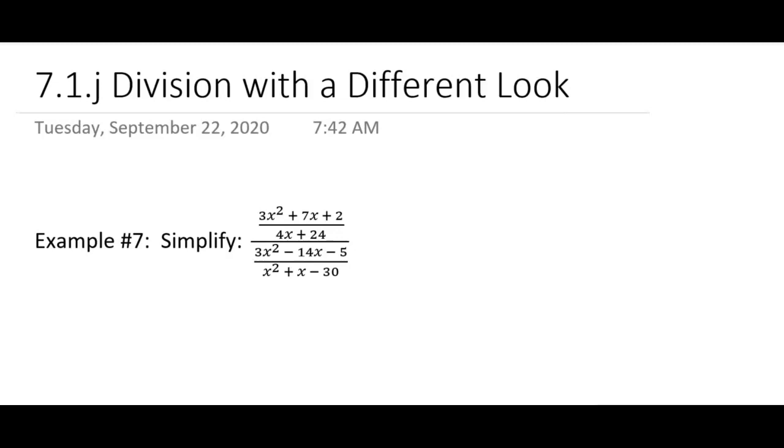Okay, so this is a division problem, but it looks a little different. They're called complex fractions. So we have this as the numerator up here, and then this is the denominator down here. And so it's a division problem.